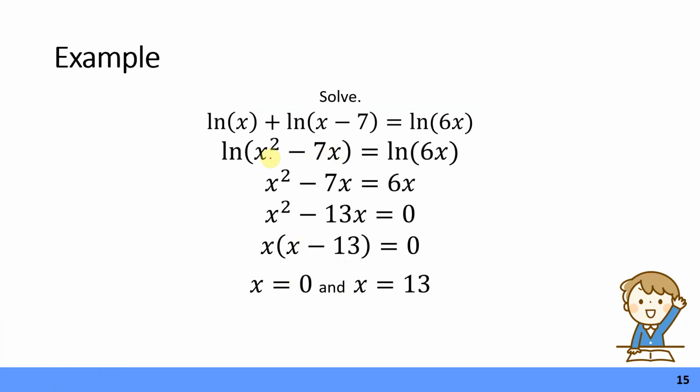Let me just go ahead and remind you what we did. We had to rewrite the addition problem into multiplication. So I had to multiply that times that. Once the ln's were the same, I dropped them, leaving me with just this problem. I threw the 6x to this side. It becomes negative. So negative 7x minus the 6x gives me the negative 13x.